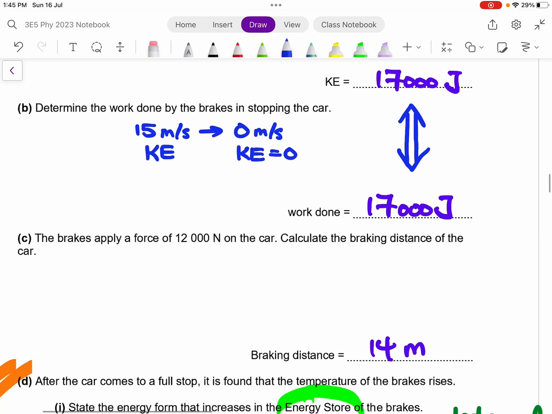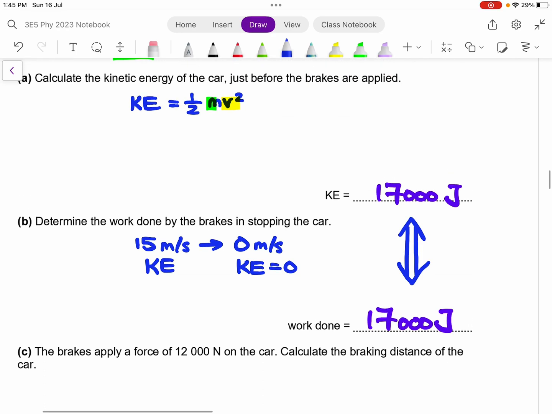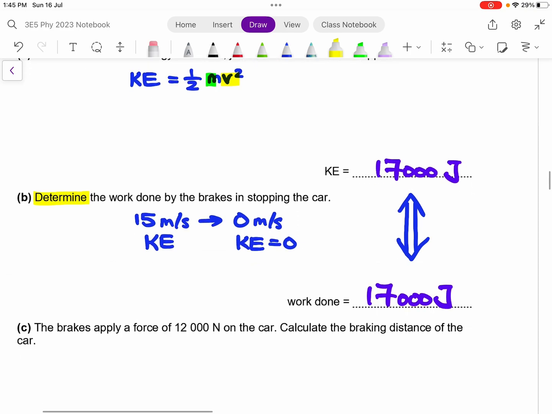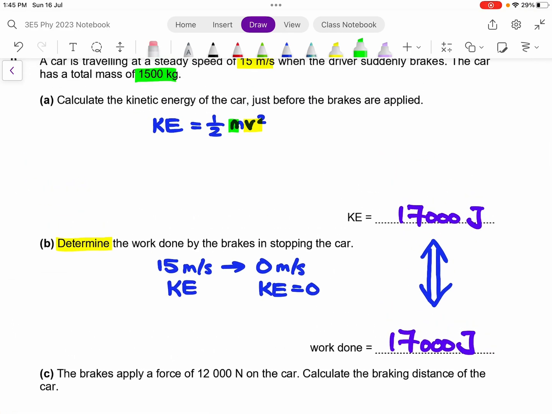So in this case, you don't even need to calculate. One hint that you can take on whether you need to do calculation is to look at the question word. If you see that the question word is determine, it means that you don't really need a formula. You can just use concepts to solve it, right? And if you need a formula, it means that you have to calculate.